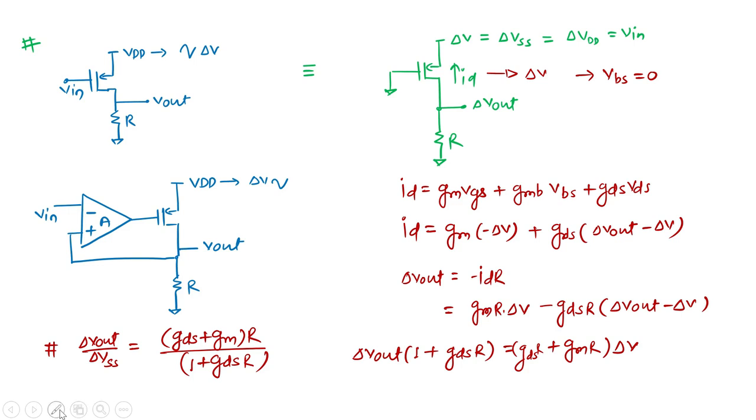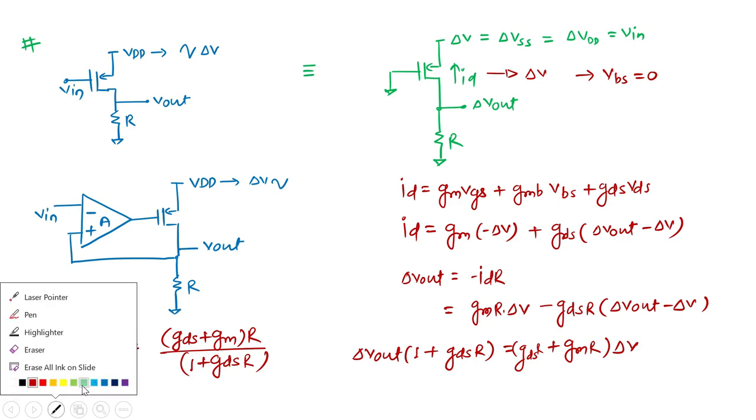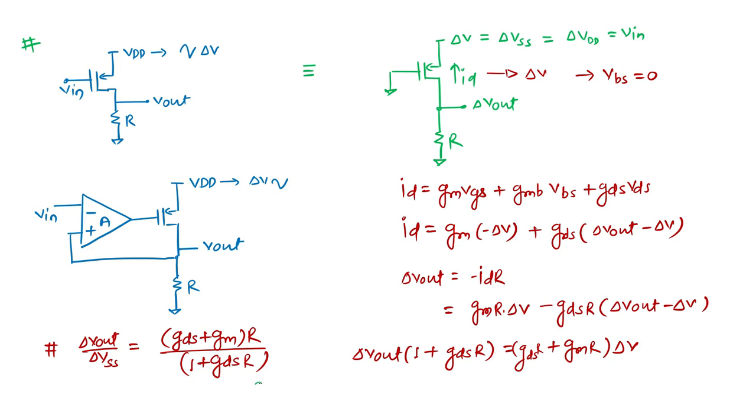Okay, consider that GM is much greater than GDS, and what we can see is that this result nearly comes out to be GM R divided by 1 plus GDS R. Okay, let's leave it here. Now consider the second circuit.